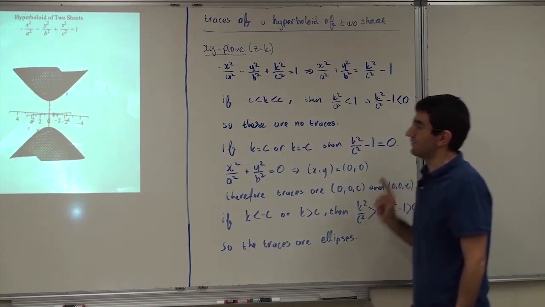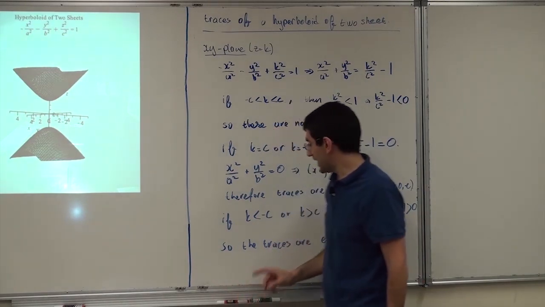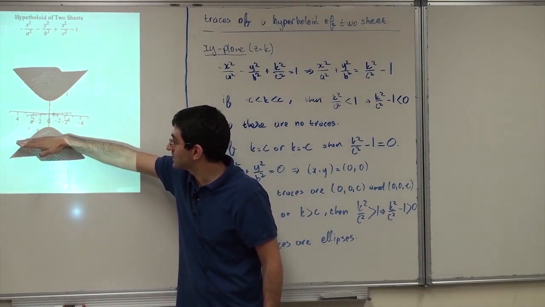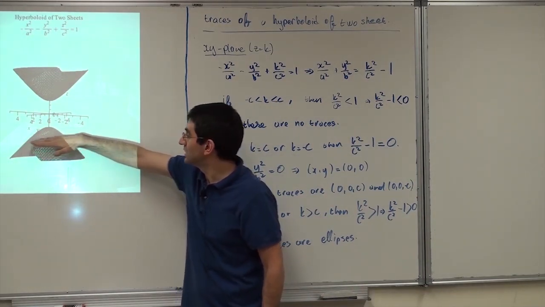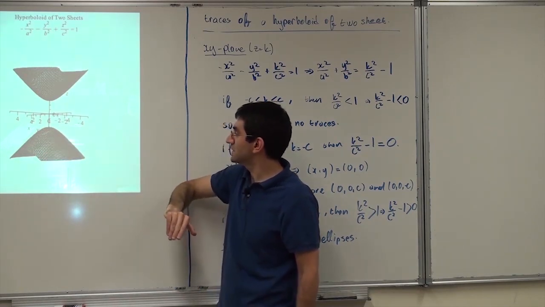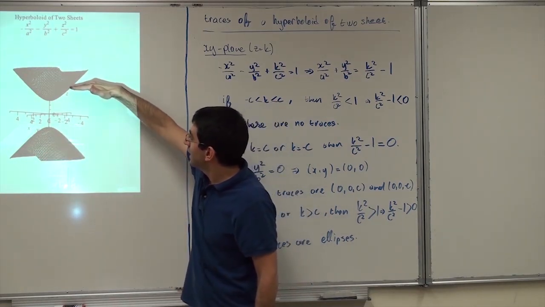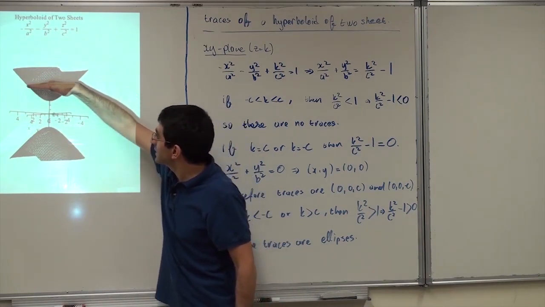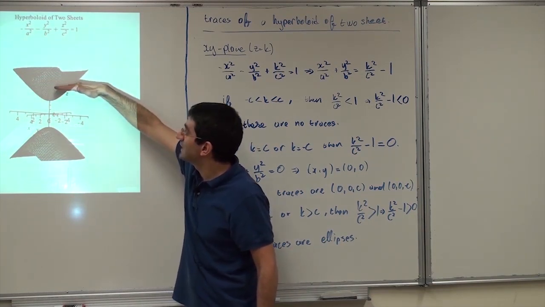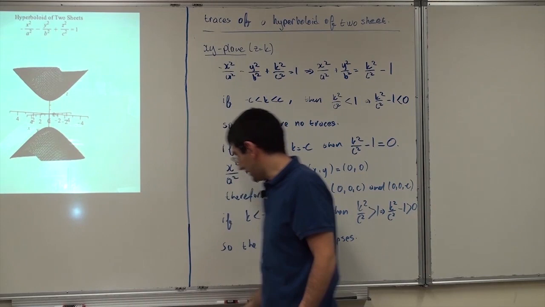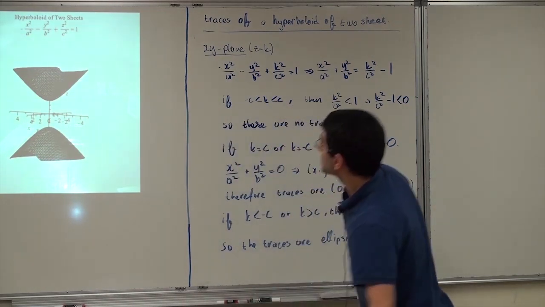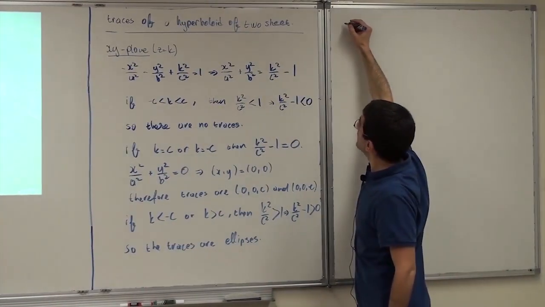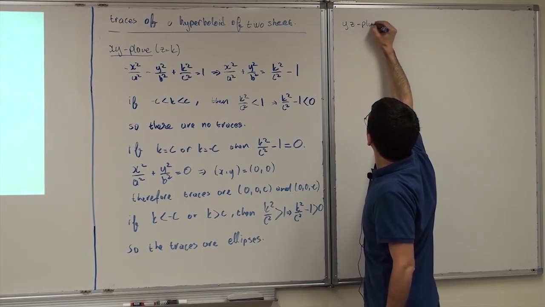Now, if I choose planes z equals k, where k is less than negative c, I'm going to intersect with this part of the hyperboloid of two sheets, and the intersection is going to be an ellipse. And if I choose a k which is bigger than c, then z equals k will intersect with this part of the hyperboloid of two sheets, and the intersection is going to be, again, an ellipse. Now, let's also check the traces along other coordinate planes. So let's have a look at the YZ plane.